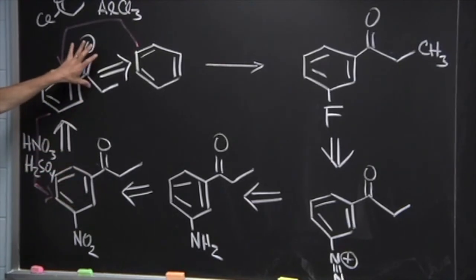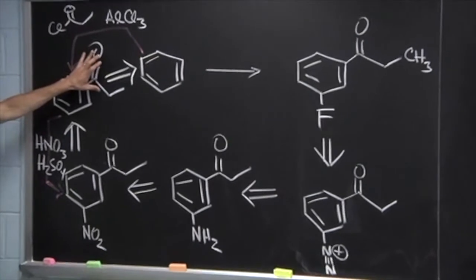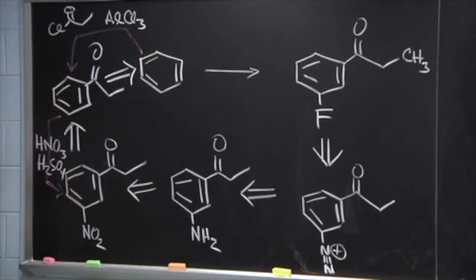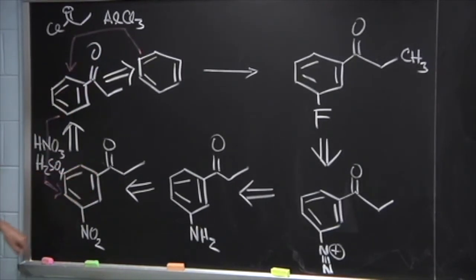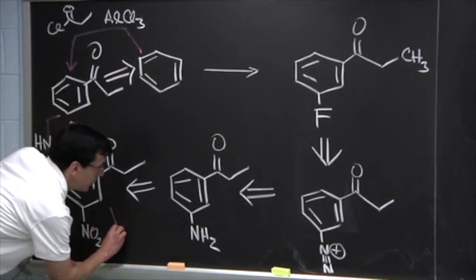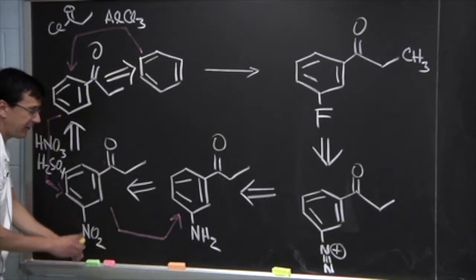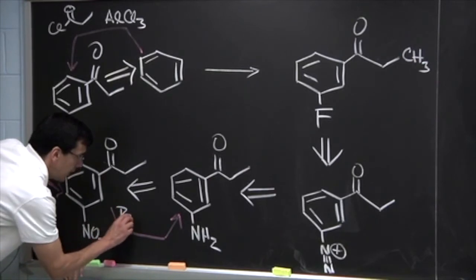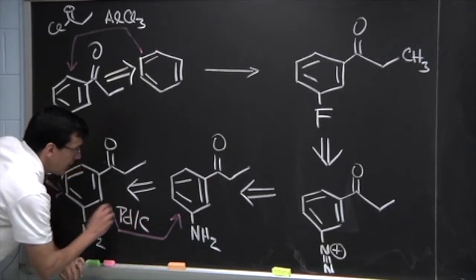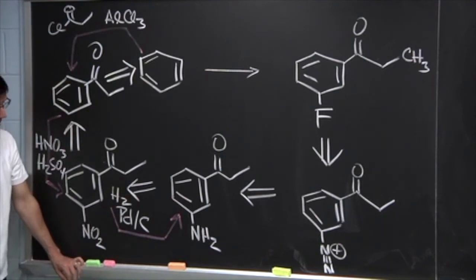So that will put a nitro group in. Notice, since we already have the acyl group, and the acyl group is a meta-directing group, we should get the desired 1-3 relationship between the two groups. Now we have to reduce the nitro group to the NH2 group, and this can be done just using palladium on carbon as our catalyst and hydrogen as the reducing agent.